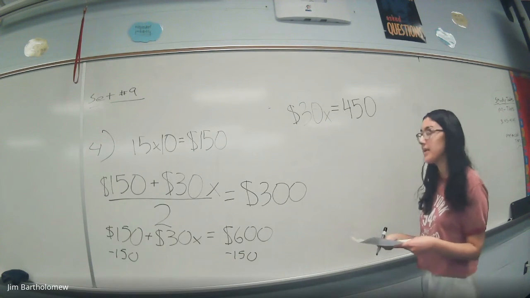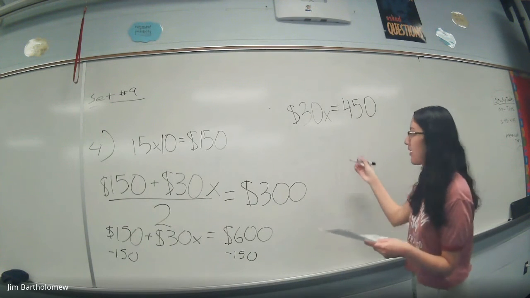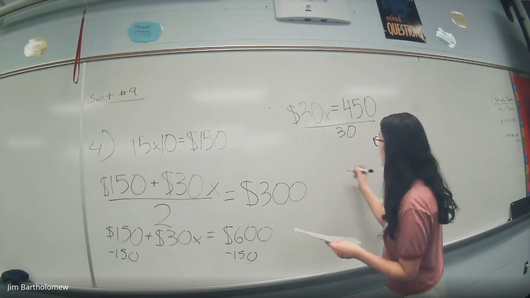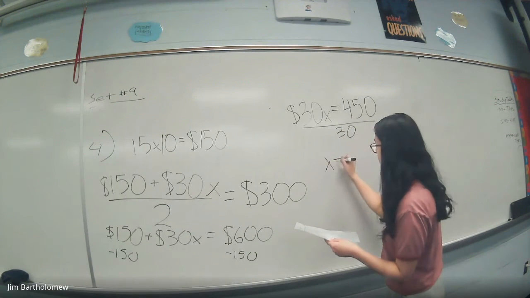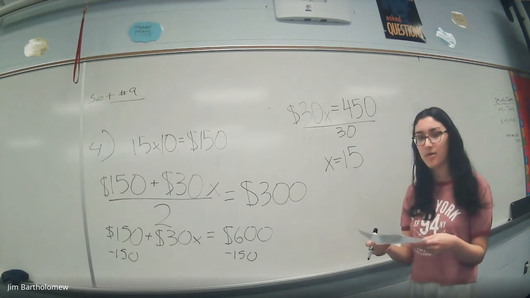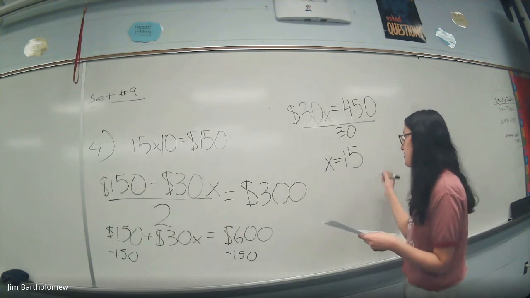So the final step is to get x by itself. And to do that, we have to divide by 30. So we're going to divide by 30 on both sides. And finally, you get x equals 15. And so remember from the word problem, this is the number of hours that he needs to work for the rest of the week. It's not a dollar amount. So the answer is 15 hours.